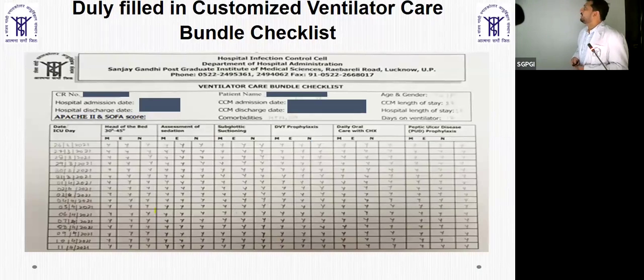This is a duly filled customized ventilator care bundle checklist form, where you can see the compliance to the ventilator care bundle components was an all-or-none indicator. Even if one component was missing, the case was considered to be a partial compliance with the bundle.